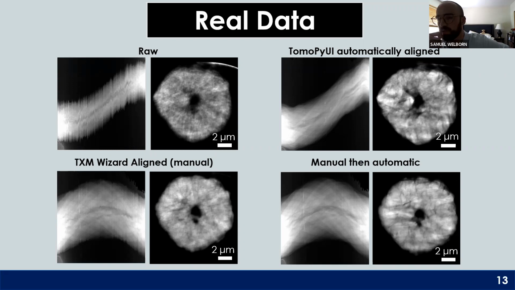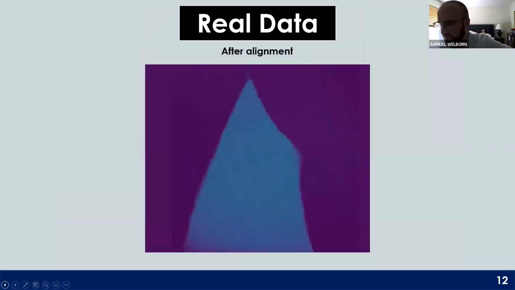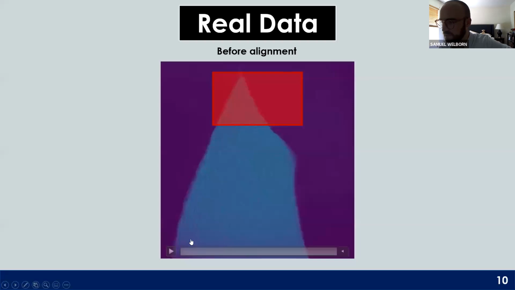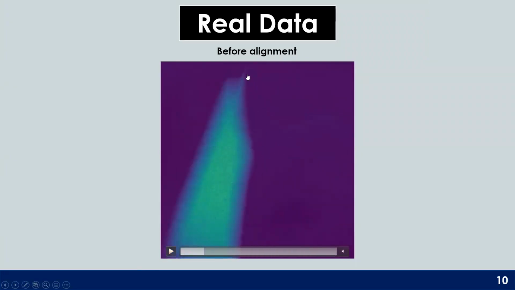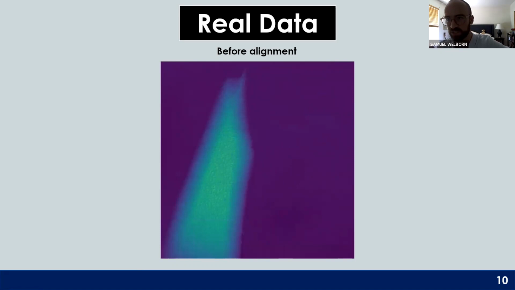But what you're doing with the manual alignment in TXM Wizard is, let me go back to a slide with all of these data sets. You're taking each projection image. This is before alignment again, so you can see it's really jittery. What you would do is take the top point of this and click that, and then it would move to the next projection image after shifting the projection image where you clicked to the very center pixel here. So it would shift the entire data set to that center pixel.